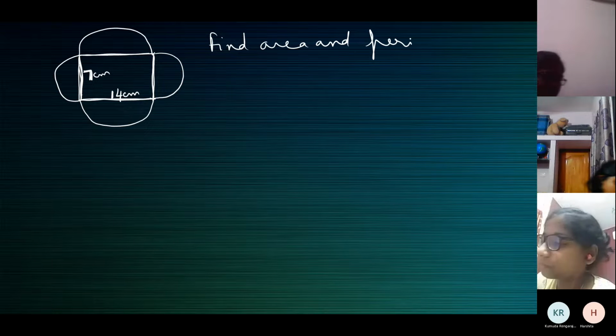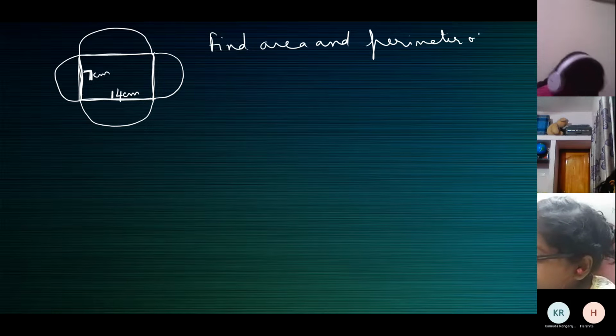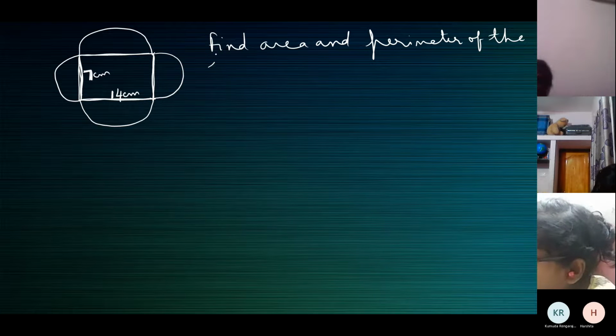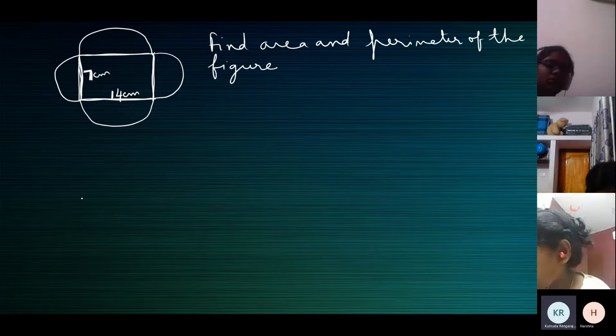On the length, on the opposite sides, see here, this side and this side, semicircles are described. And here also on the opposite sides, semicircles are described. So that means semicircles are described on all the 4 sides of the rectangle. Find the area and perimeter of the figure. First work out the area and then find the perimeter. I'll just come back to it.